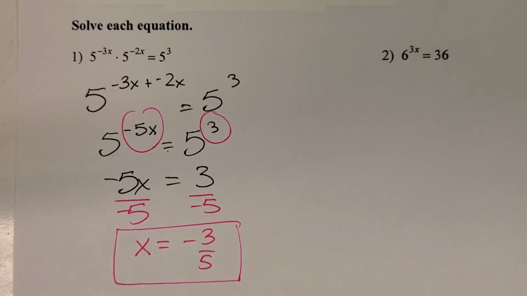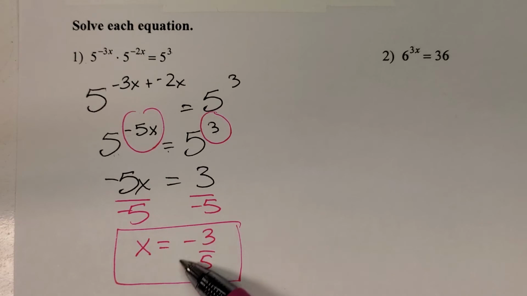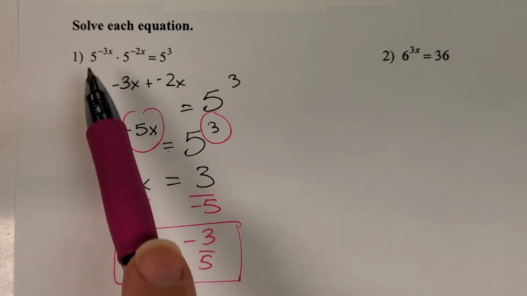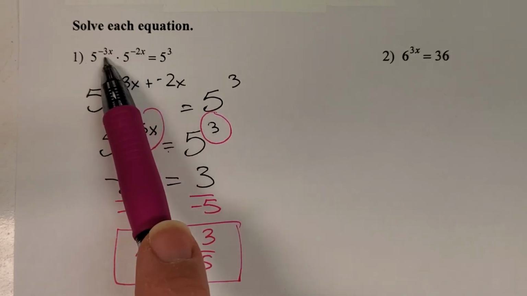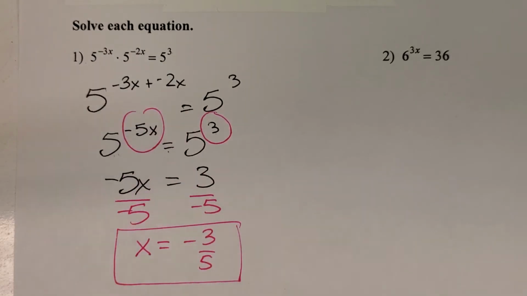Now, although I'm not going to check it, I'm going to explain how to check it. You could take what x equals, that negative 3/5, remember that's the same as negative 6/10, or negative 0.6. You could put that into those x's and then combine them and see if you get the correct answer. You could do that in your calculator just to check to see if you get 5 cubed.